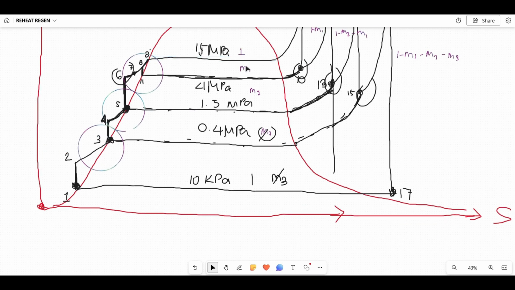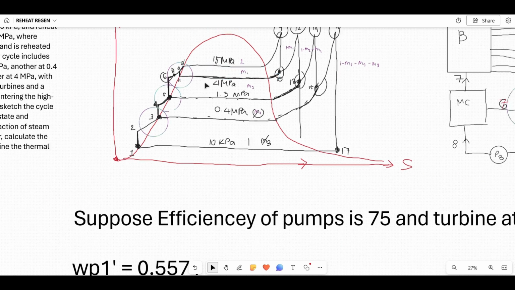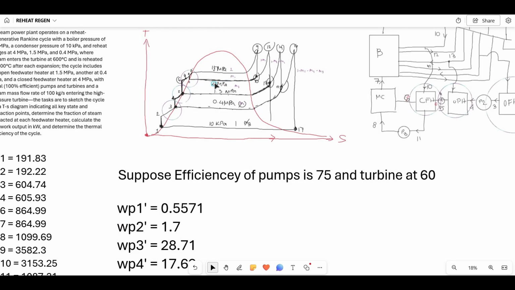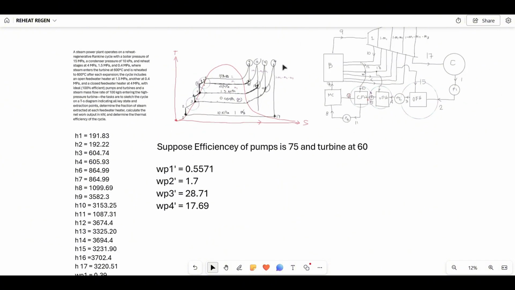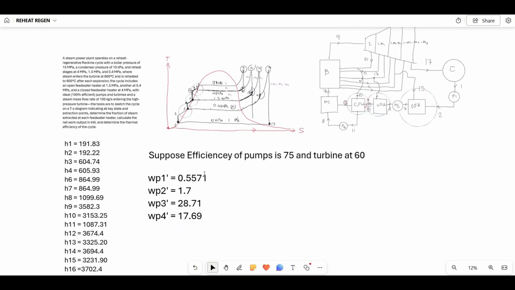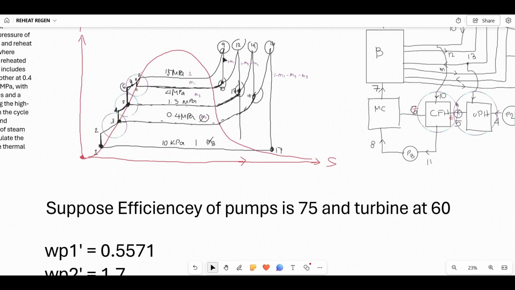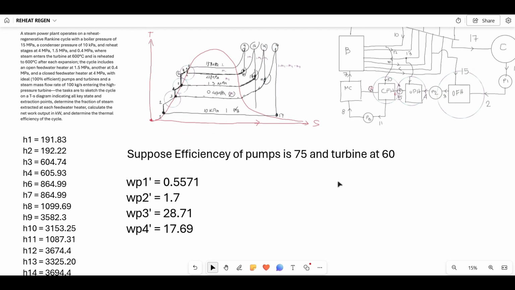Let's just assume that the masses stay constant, because if there is an efficiency deficit, the masses would also change. But here let's assume the masses are still the same. So now we're going to look at each one of the expansions of the turbine parts.